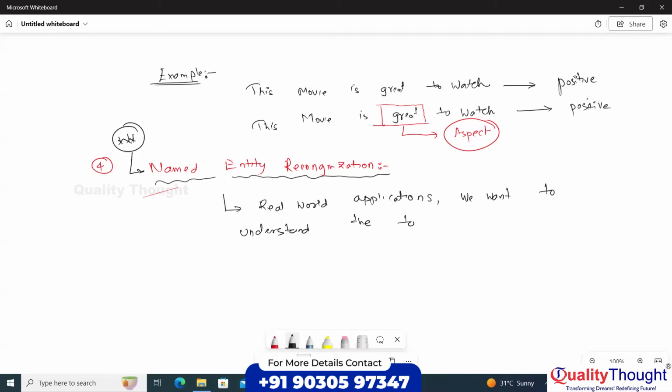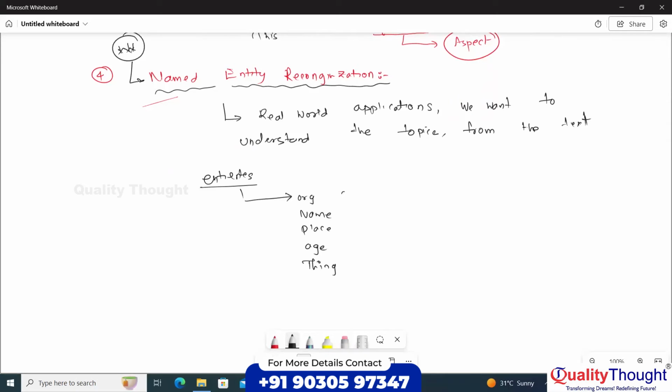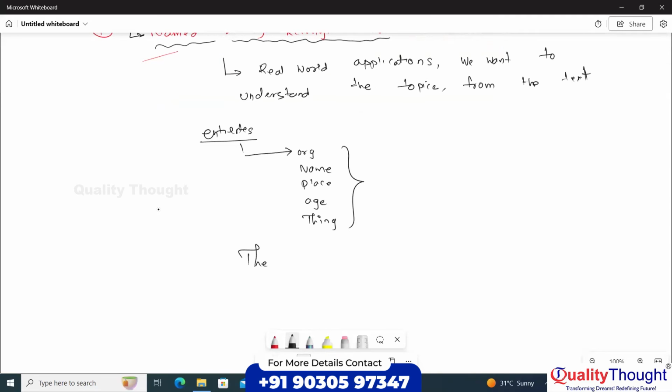understand the topics from the text, which we call entities. An entity can be an organization, name, place, age, thing. These are all entities, right? In a given context, do I want to identify all kinds of entities? Let me tell you the context. Are you able to understand first of all?